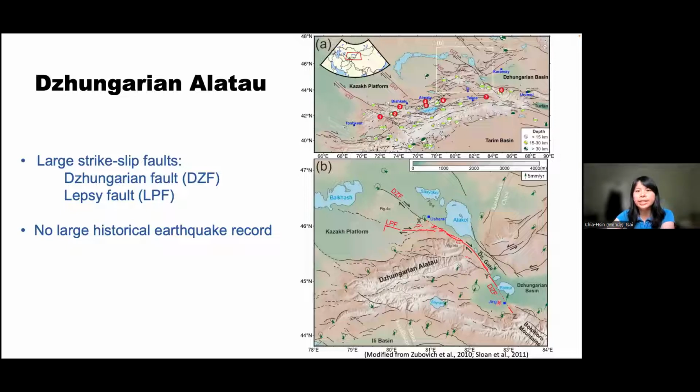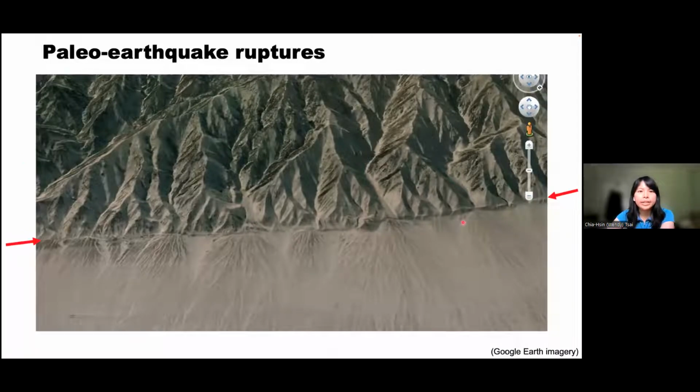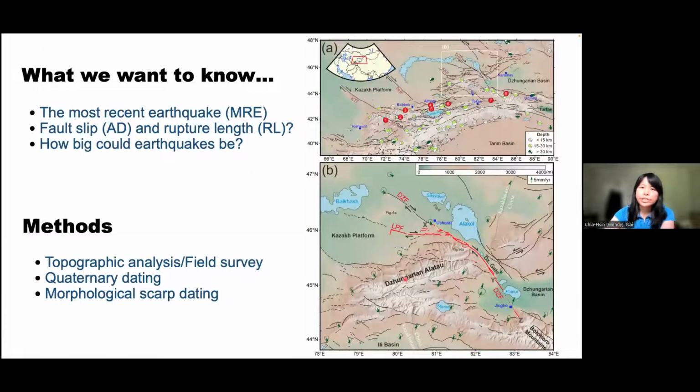More importantly, hundreds of kilometers long surface ruptures of the two faults can be easily recognized like these from the imagery. And these make us curious about how big earthquakes could be in this region and what the fault depth and the rupture length could possibly be in the most recent events.